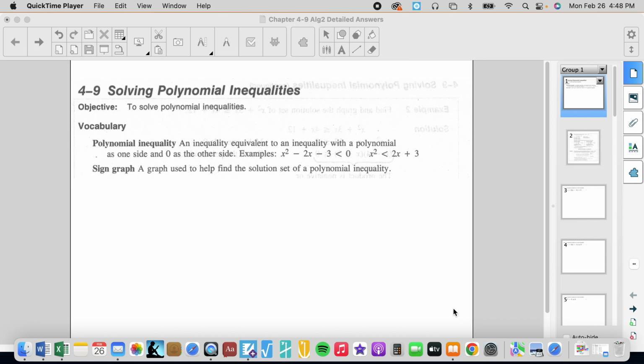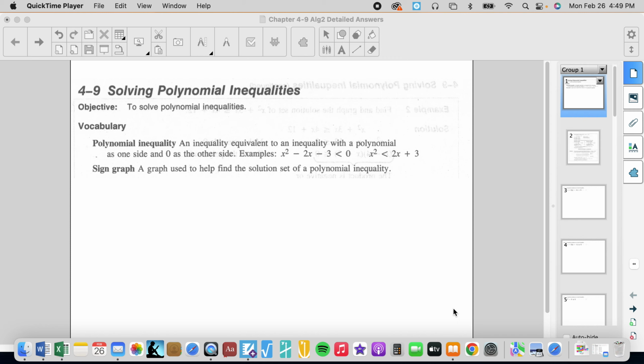The last section for Chapter 4 in the Algebra 2 Dolciani Structures and Methods, Book 2, Algebra and Trigonometry. Section 4.9 deals with solving polynomial inequalities. To be fair, I've never seen this. I have never seen this. This is crazy. This is awesome.